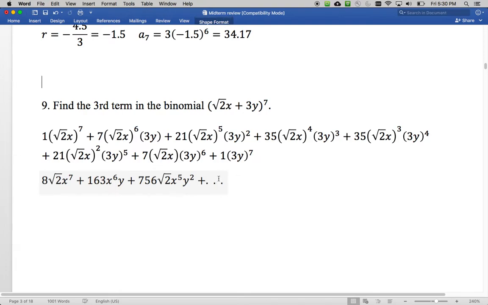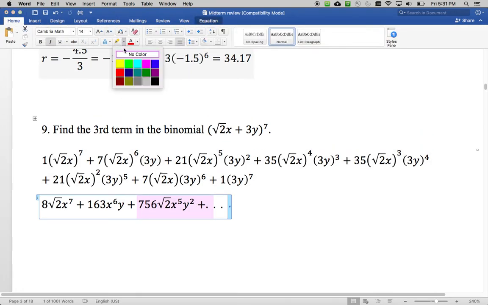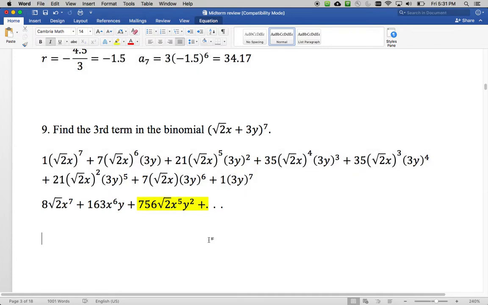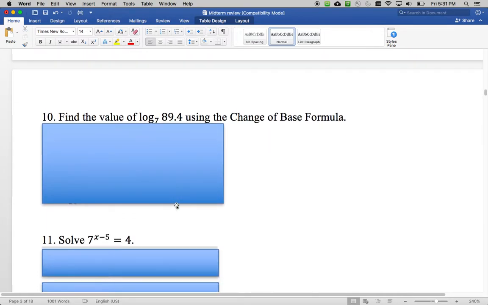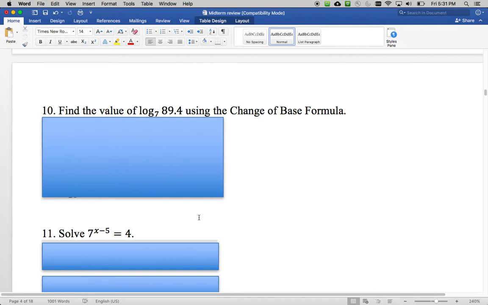And I could keep on going and do every single one of these terms. However, I just need to know what the 3rd term is. And this right here is my 3rd term. Let me highlight it for you. All right, so that's my 3rd term. Okay, if I really had nothing else better to do, I can keep on going, but I only want to know about my 3rd term. All right, there's that. All right, number 10. We're on number 10, only 40 more to go.